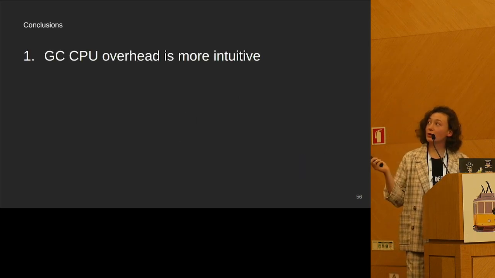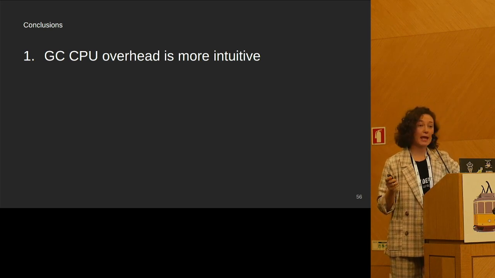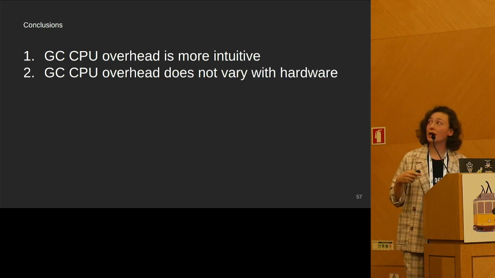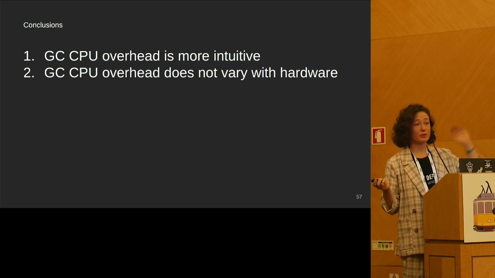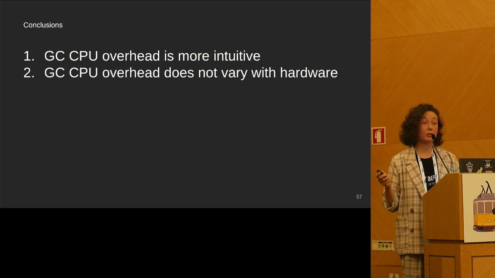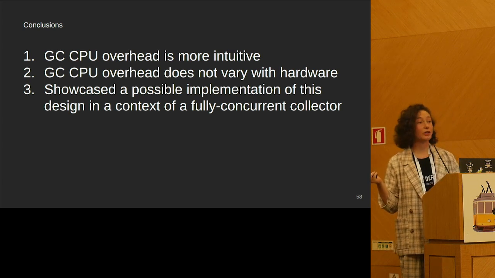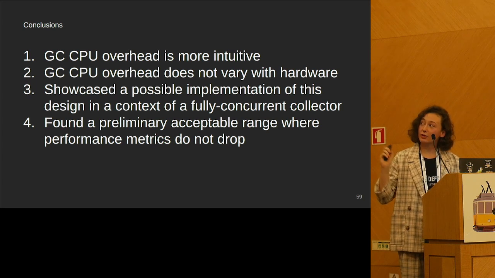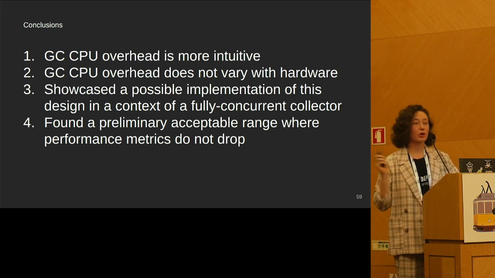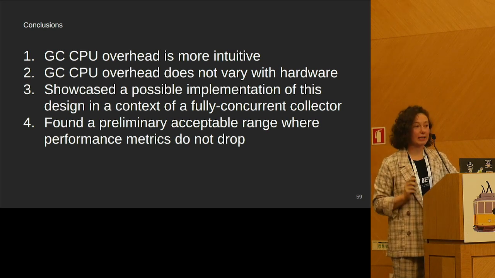Okay, so in conclusion, we believe that GC CPU overhead is more intuitive to set up. And a good thing about it is that it's not going to vary with hardware, right? You can just transfer the same percentage to your other configurations on other machines. We also showcased a possible implementation of this technique in the context of a fully concurrent collector. And what's even more important, we found a preliminary acceptable range where performance metrics do not drop. And by performance metrics, I mean latency.